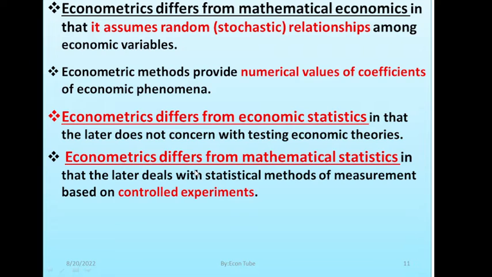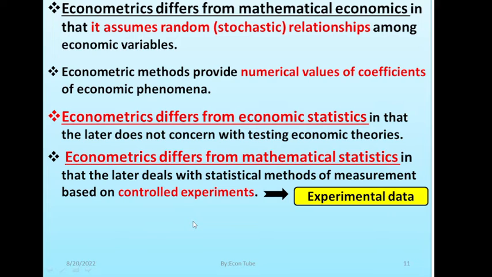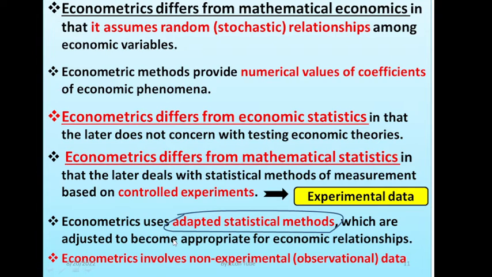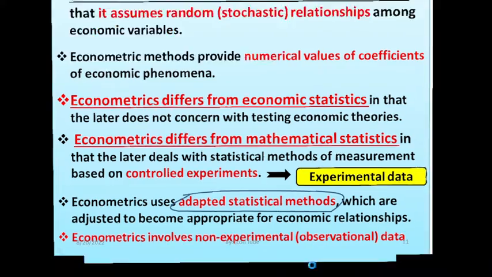Also, econometrics differs from mathematical statistics in that the latter deals with statistical methods of measurement based on controlled experiments. Therefore, it deals with experimental data. Econometrics uses adapted statistical methods which are adjusted to become appropriate for economic relationships. Therefore, econometrics involves non-experimental or observational data.